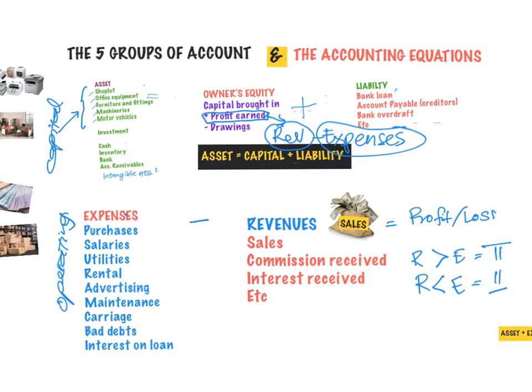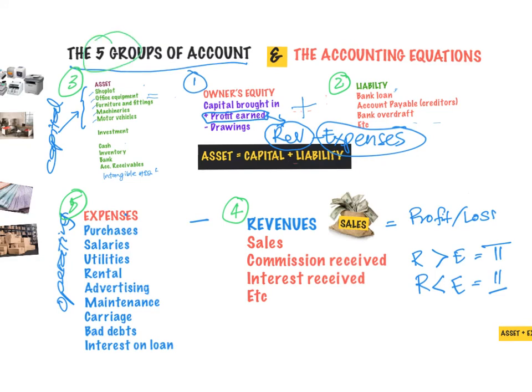So now we want to include all groups of account here. As you can see now, we already have 5 groups of account. Number 1 is owner's equity. Number 2 that we have is the liabilities. Number 3 is asset. Number 4 is revenue. And number 5 is the expenses. So now we have 5 groups of accounts.